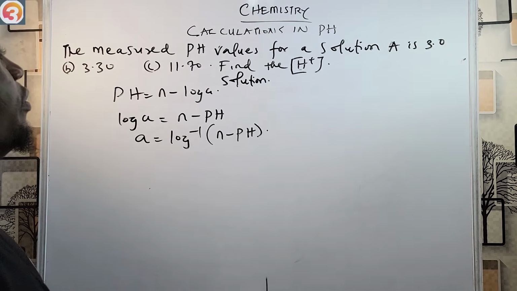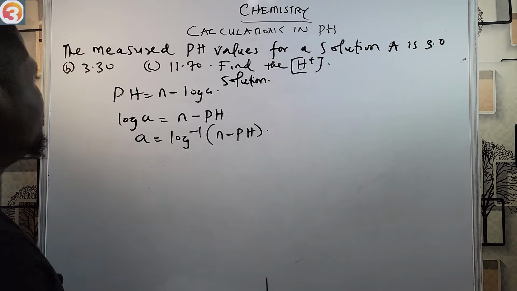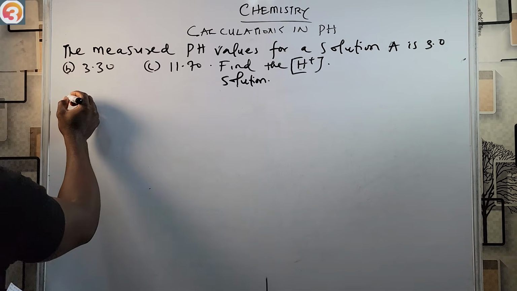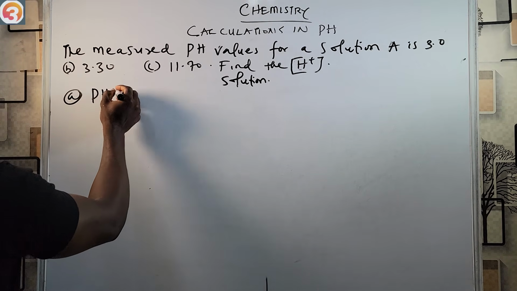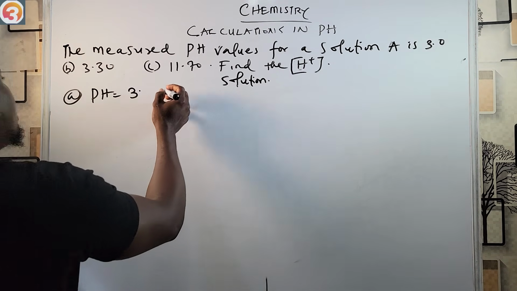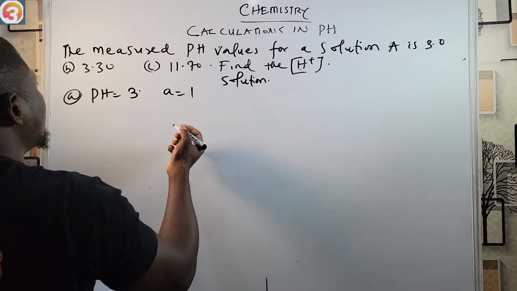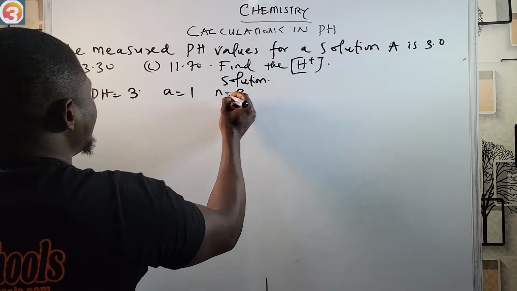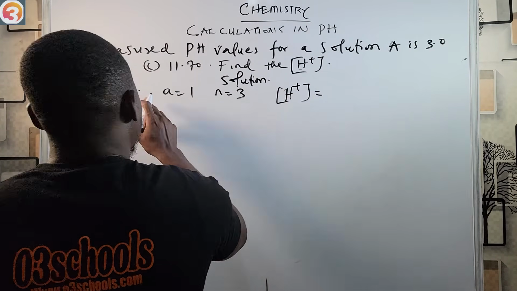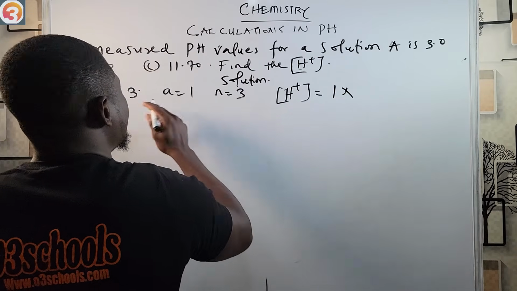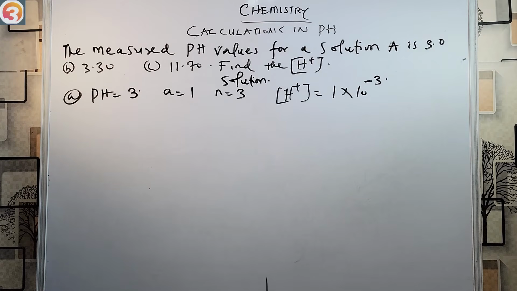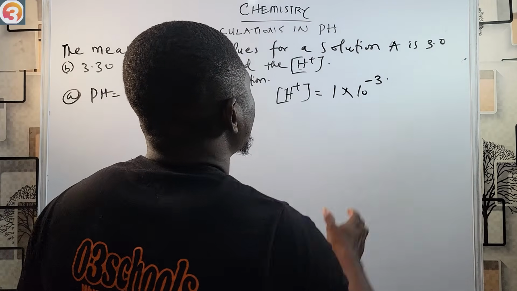All right, so from that first example, let's solve now. For the first one, they are given that the pH is equal to 3. If the pH is equal to 3, it simply means that our a is 1, so our n is 3. So our hydrogen ion concentration is a, which is 1, times 10 raised to power minus 3. Simple as ABC.